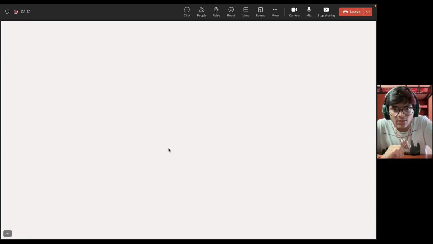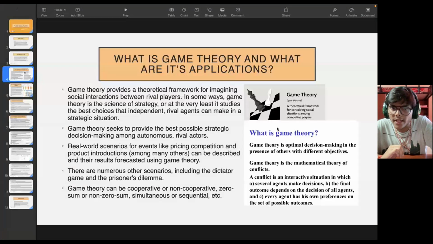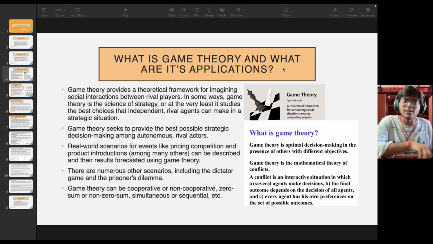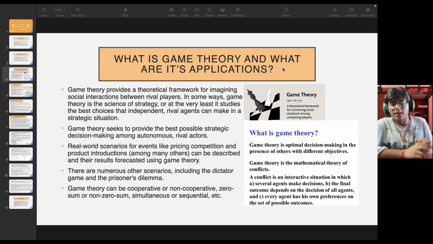Let's go to the next part. Game theory seeks to provide the best possible strategies for decision making among autonomous and rival actors. Real-world scenarios for events like pricing competition and product introductions, among many others, can be described, and the results can be forecasted using game theory. There are numerous other scenarios, including the dictator game and the prisoner's dilemma, which we'll see in the upcoming slides also. Game theory can be cooperative or non-cooperative, zero-sum or non-zero-sum, simultaneous or sequential, etc.